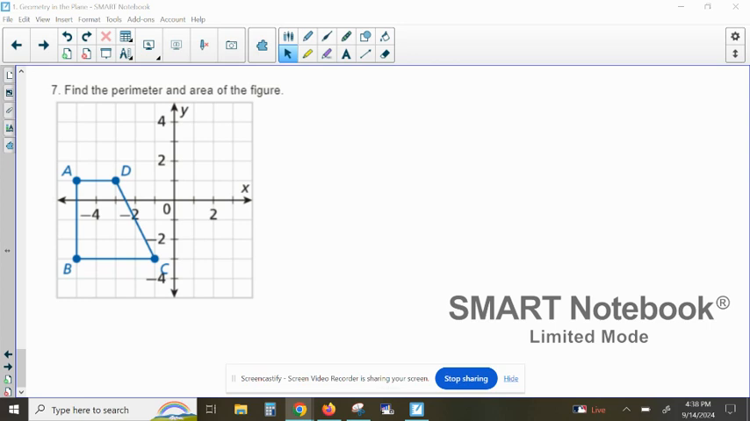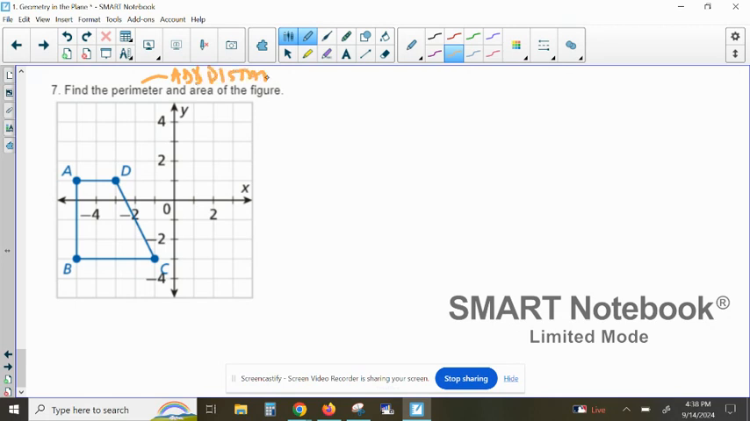So for number 7, we want to find the perimeter and the area of the figure. So let's go ahead and do the perimeter first. Remember, perimeter is when you add up all the way around. Perimeter is the distance around, right? Distance around.